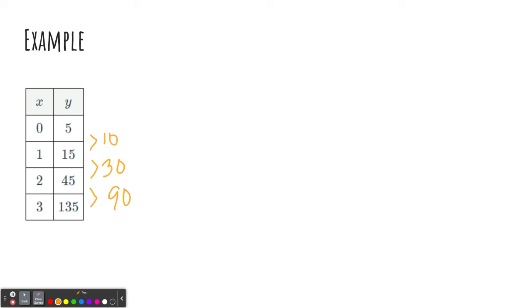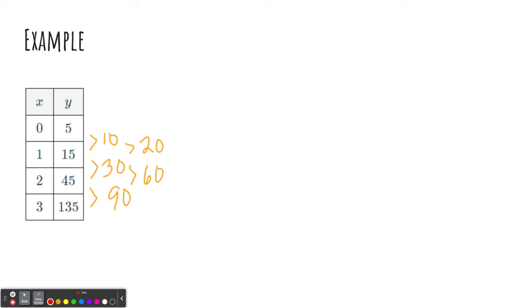Now we will check our second differences. To get from 10 to 30, we add 20. To get from 30 to 90, we add 60. These still do not match. So now we need to ask ourselves, is there something we could multiply by that would work?